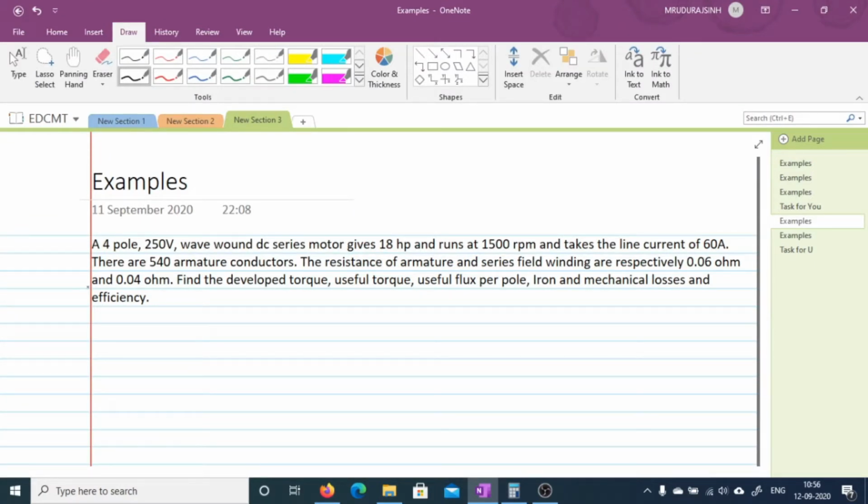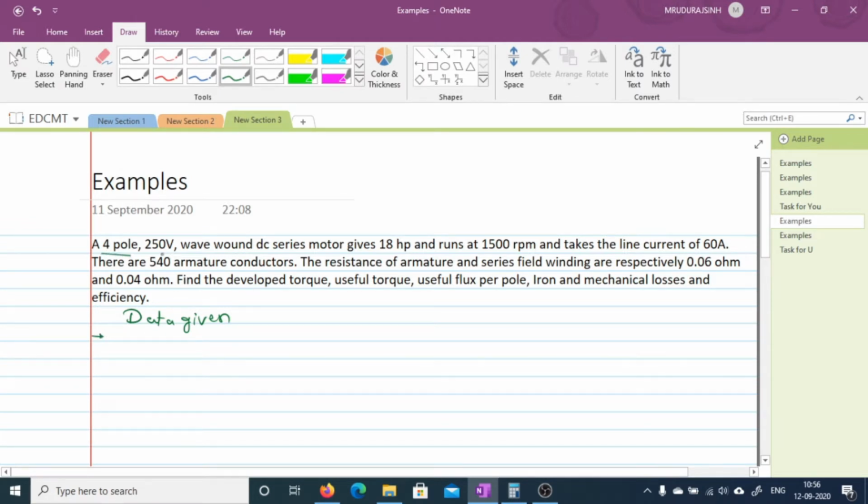In today's video session, we are going to solve different examples on efficiency and losses in DC series or shunt motor. So let's begin our session with example number 1. First of all, we'll take our green pen and write data given. We'll mention whatever data is given in this numerical under data given.